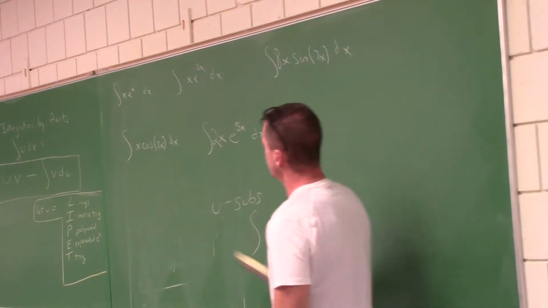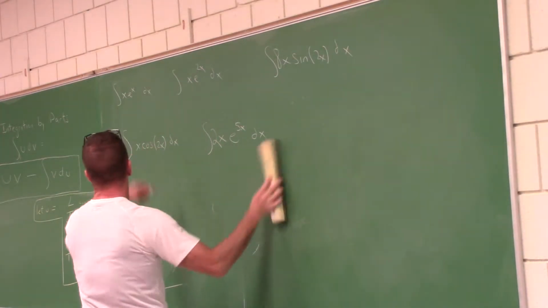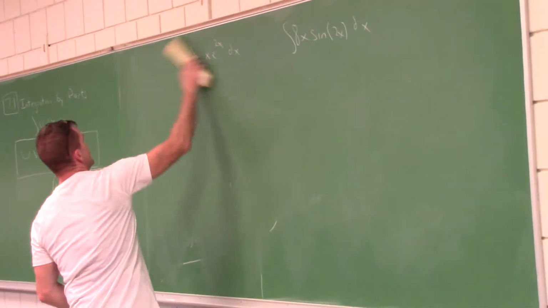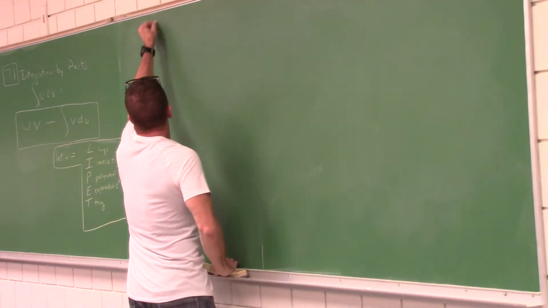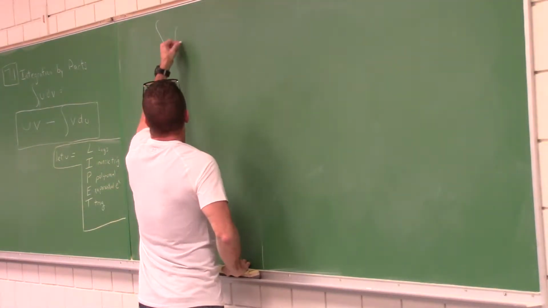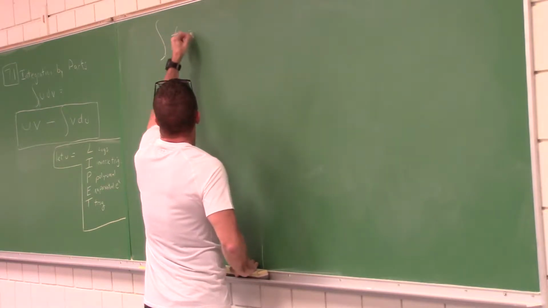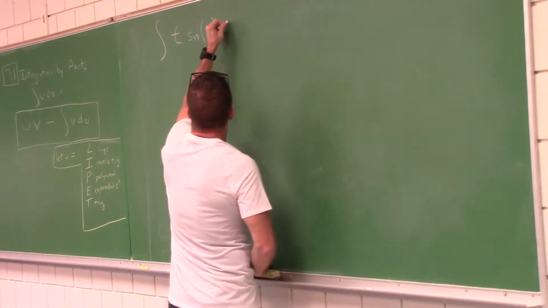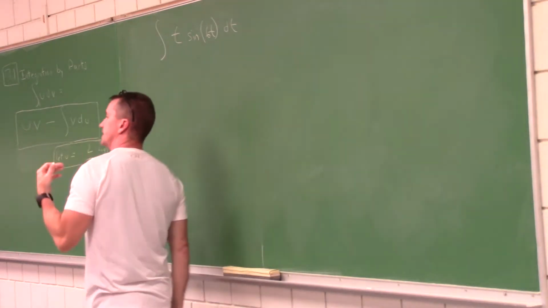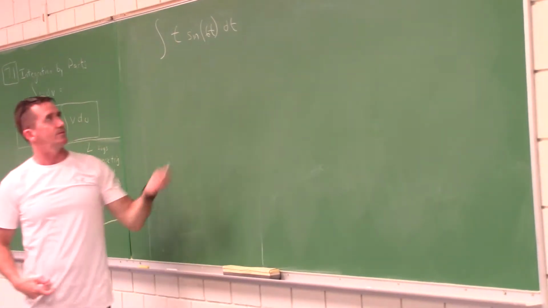All right, well, let's do one. Let's do one like this. I'm going to pick the one in the book, and I noticed it uses the variable t, so I'm going to use the variable t. All right, so let's do t sine 6t, and we're going to find the integral, find the antiderivative.